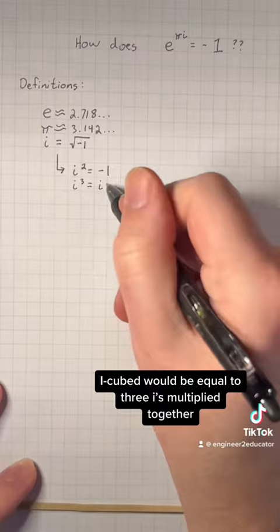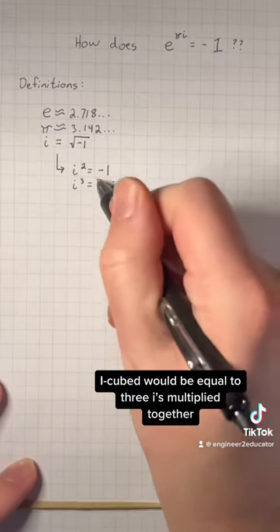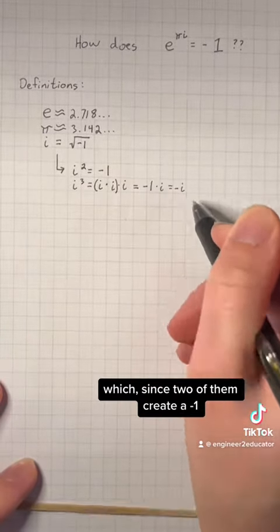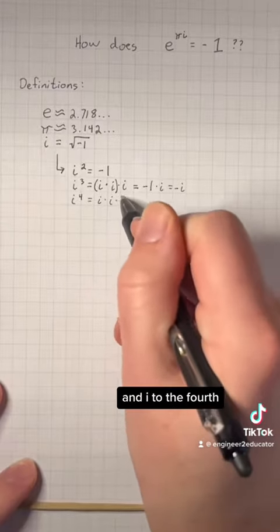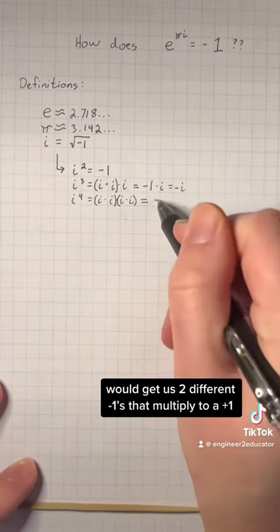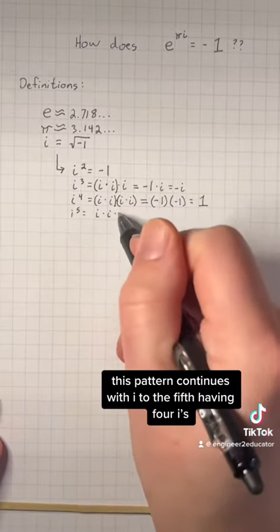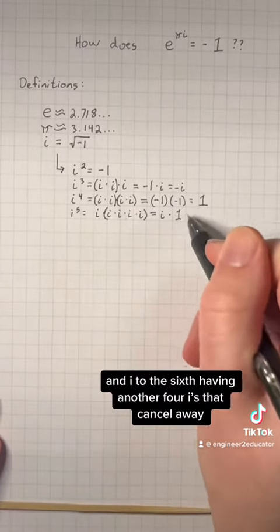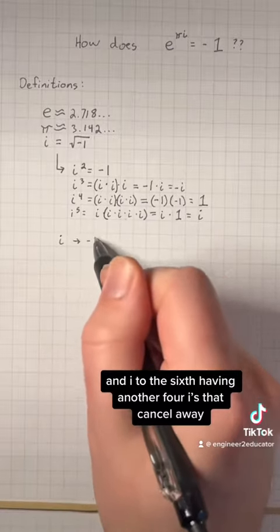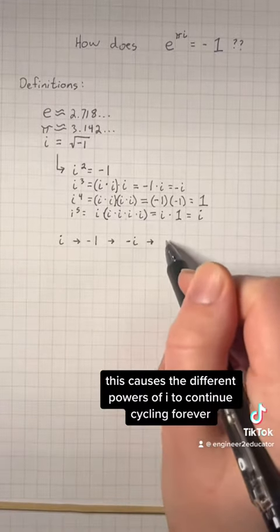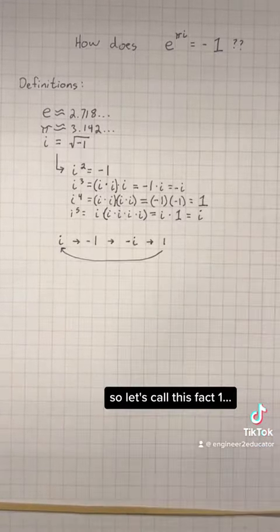i cubed would be equal to 3 i's multiplied together, which since 2 of them create a -1 is the same as -i, and i to the 4th would get us 2 different -1s that multiply to a +1. This pattern continues with i to the 5th having 4 i's that cancel away and i to the 6th having another 4 i's that cancel away. This causes the different powers of i to continue cycling forever. So let's call this fact 1.